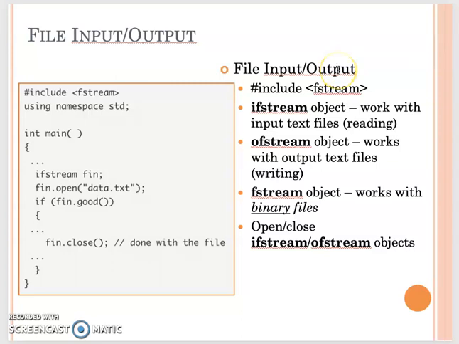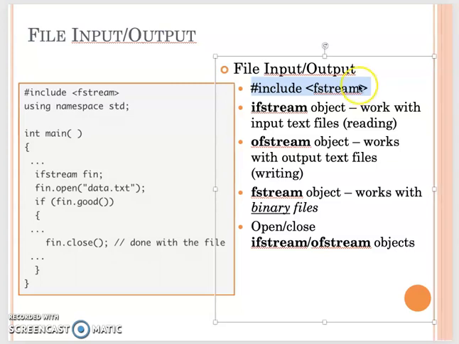From the prior courses in 110, 165, we know if we want to read file input or output, we need to include the fstream library. This fstream library includes the ifstream to read from the input file and ofstream to write to an output file. Of course, you can have the fstream. This one works with the binary file to input and output at the same time.